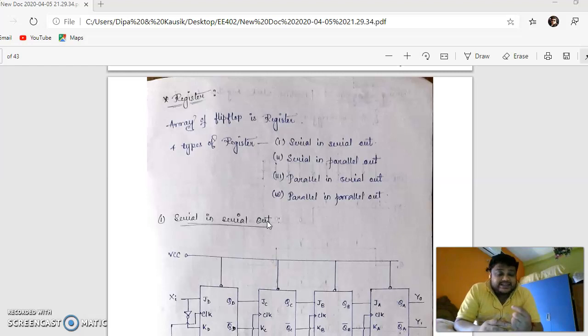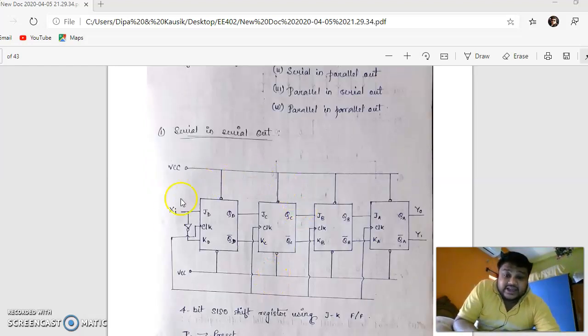First is serial in serial out. Serial in serial out shift register means we enter the data serially and we get the output also in serial fashion. This is the 4-bit serial in serial out shift register. Here we use 4 JK flip-flops. These 4 JK flip-flops are connected to each other. Xi is the input, and Y0, Y1 are the outputs.